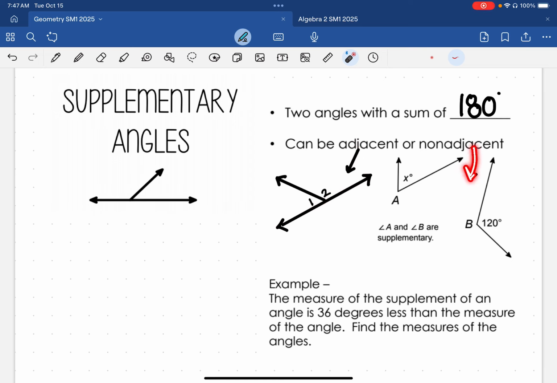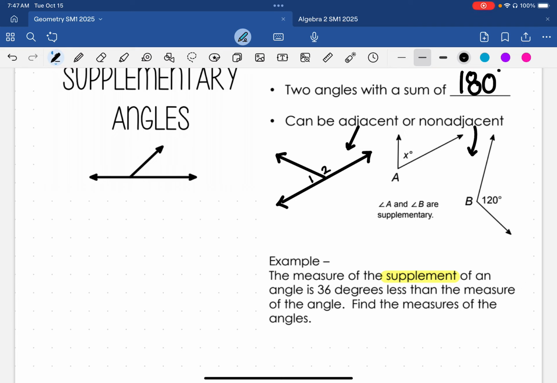Or they can be non-adjacent. Notice in our two non-adjacent angles that they do tell us right here that angle A and angle B are supplementary. Let's go ahead and take a look at our example down below. The measure of the supplement of an angle is... notice I'm going to pause right here that I do see that word supplement. This means that they are supplementary, and I know that they add to 180 degrees.